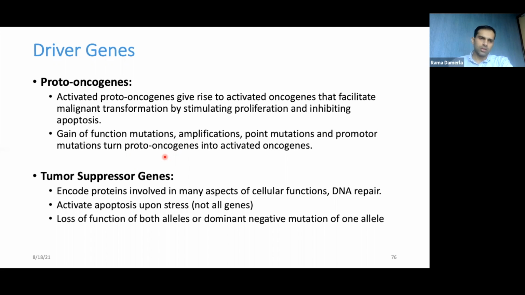There are also tumor suppressor genes. These tumor suppressor genes encode proteins that are involved in various aspects of cellular functions and DNA repair. They activate apoptosis upon stress, and loss of function in these genes is characterized by loss of function of both the alleles, or a dominant negative mutation of one allele.